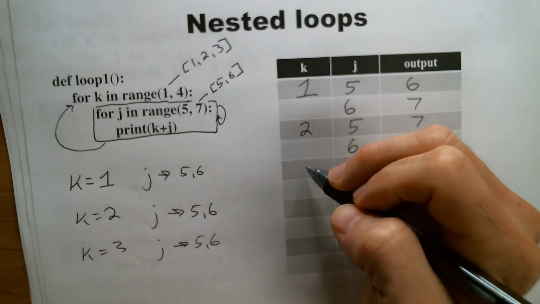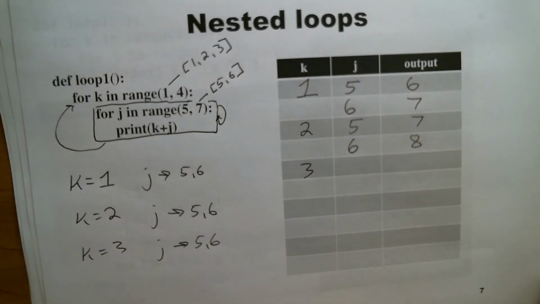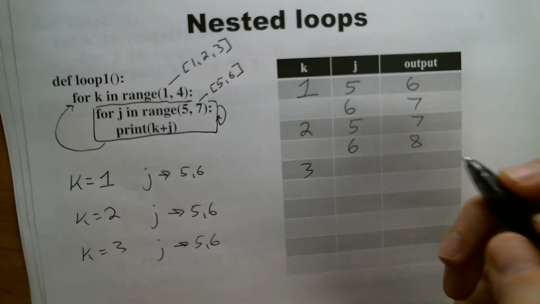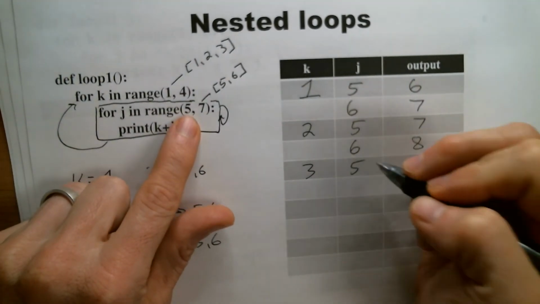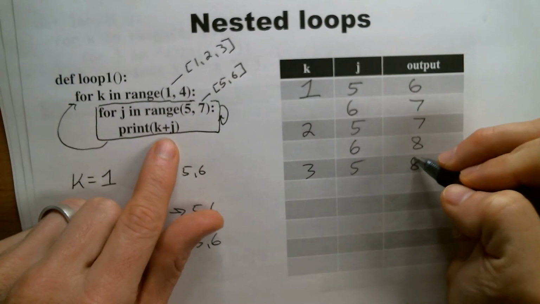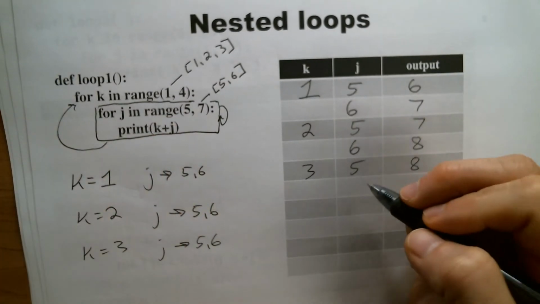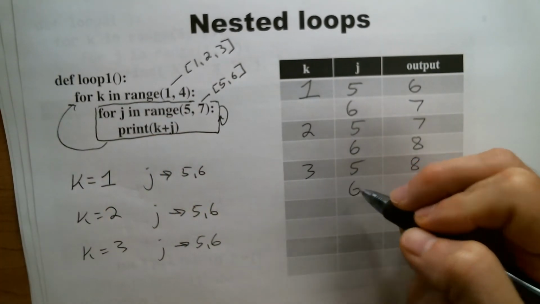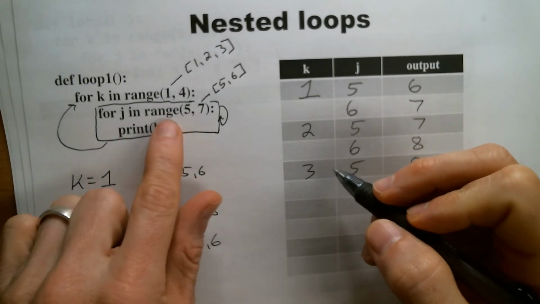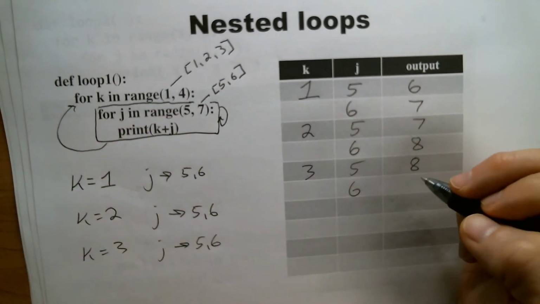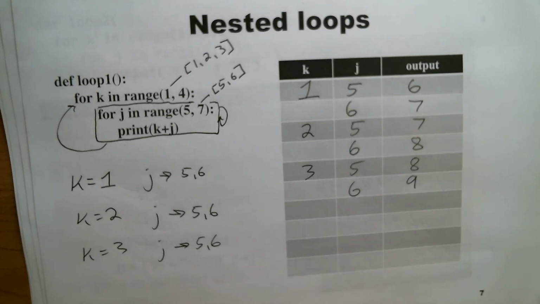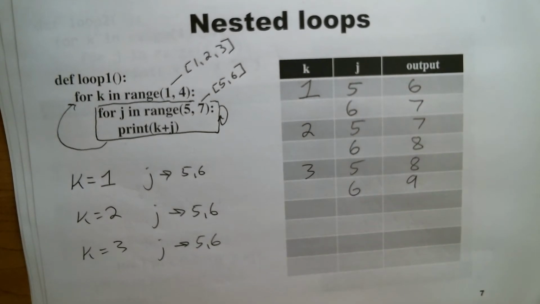So we get to go back up to the top where K is going to become 3. All right. J is going to get reset to 5. So we're going to end up with an 8 here. Then J is going to become 6. K is going to stay the same because, again, we're stuck inside of this loop. And 6 plus 3 is going to give us 9.